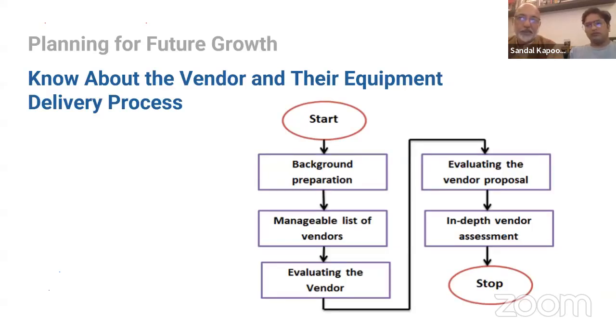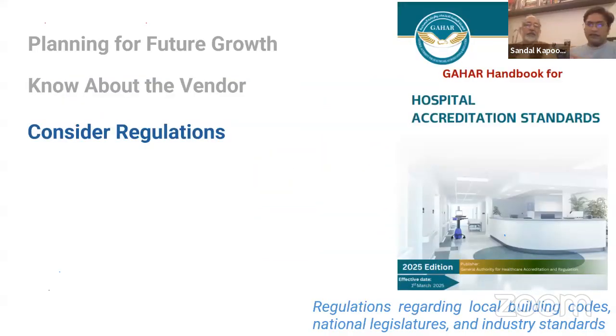This you biomedical engineers know much better than we architects and planners. But in theory, we know this is how it works. Then, as sir said earlier, while planning the equipment, we need to consider the regulations regarding local building codes, your national legislation, and whatever industrial standards are prevailing in the region. That has to be considered.